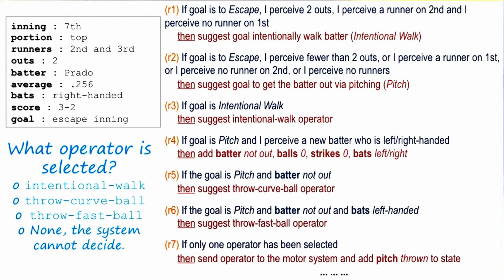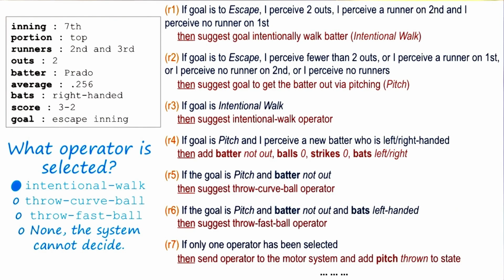Okay, given these productions in the procedural part of SOAR's long-term memory, and given these are the contents of the working memory which capture the current set of percepts and the current goal, what operator do you think SOAR will select? Note that one of the choices here is none. The system cannot decide. David, what was your answer? So it looks like SOAR agrees with me.